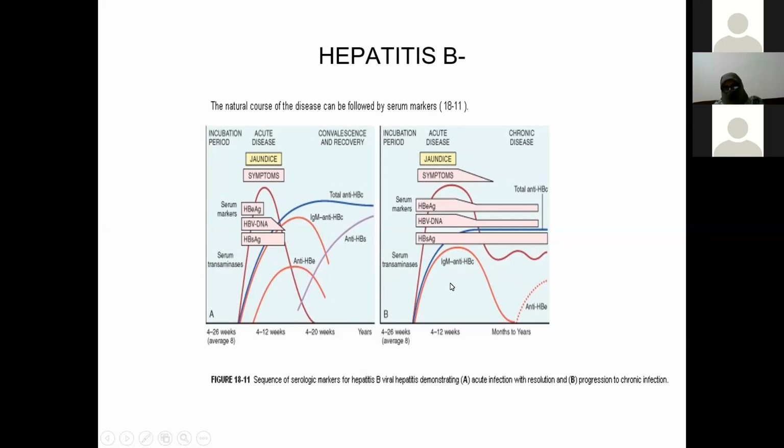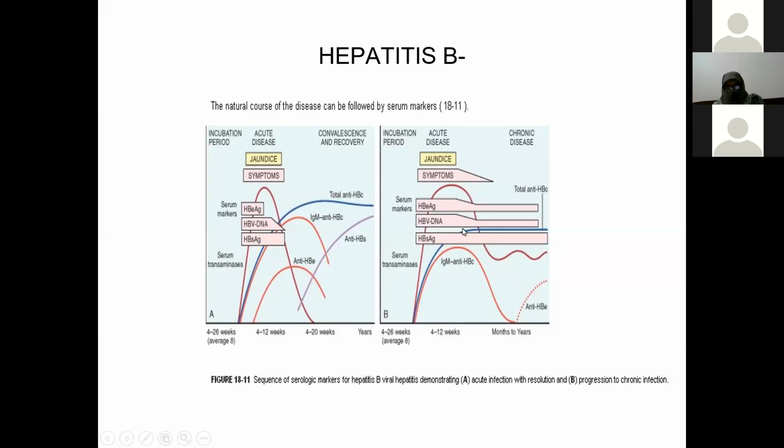Now simply compare this to this patient who has progression to the chronic infection. What we can see over here, this is rise in the serum transaminases with the patient being symptomatic, and these antigens, that is hepatitis B surface antigen, hepatitis B virus DNA, hepatitis E antigen, all these antigens are continuously rising.